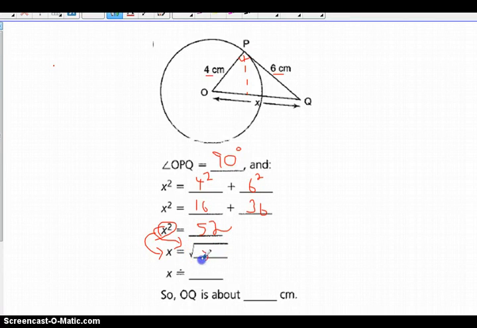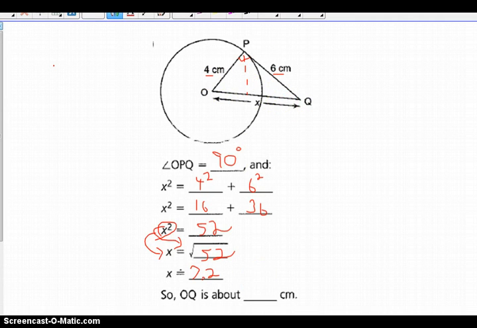Let me just plug my 52 in here under the square root symbol, and you're going to get an approximate answer of 7.2 centimeters. And that kind of makes sense here. If this was a number like 50, that would look strange with these being 4 and 6. I'm also noticing that the 7.2 is greater than the two legs, because it has to be.